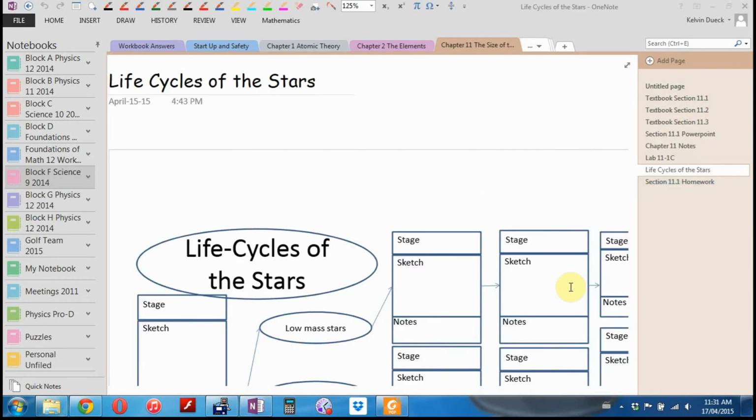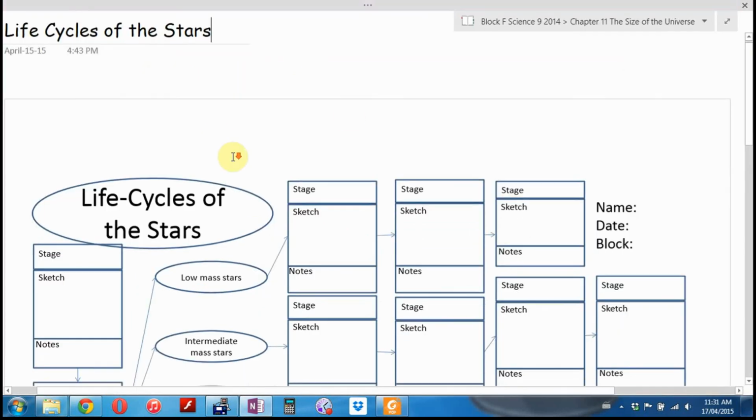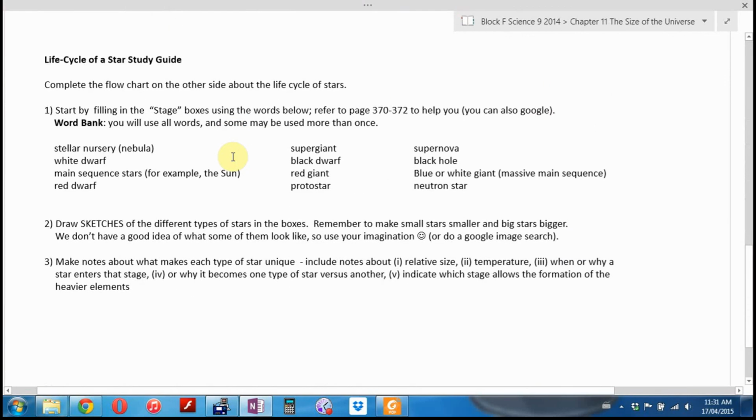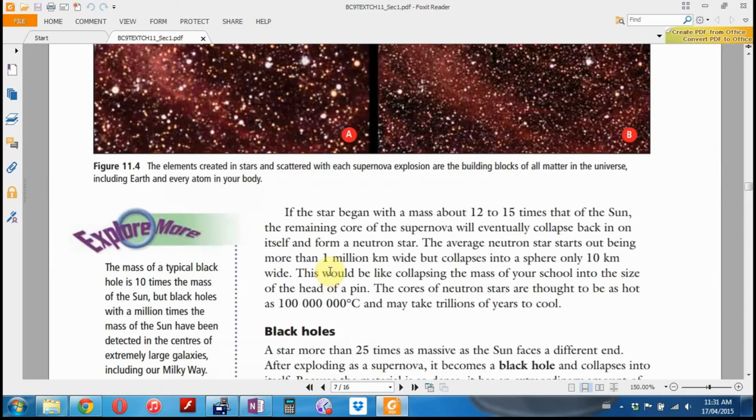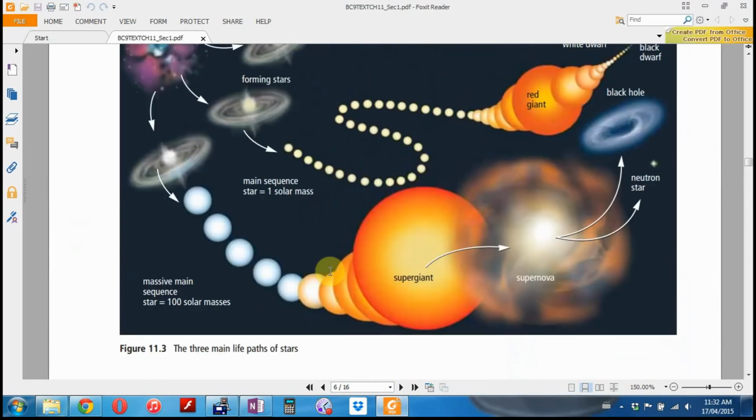So take a look at this handout. If you guys stay looking at the front of this handout, I'm actually going to read the instructions on the back. There are instructions on the back, but stay on the front. It says, complete the flow chart on the front side about the life cycle of stars. You're going to be using page 370 to 372. In particular, you're going to be using this picture here.